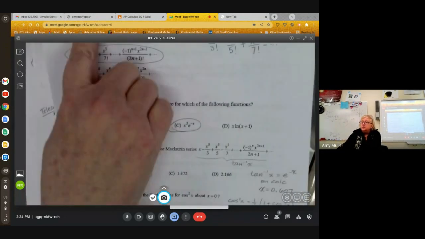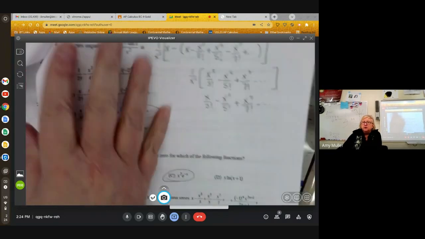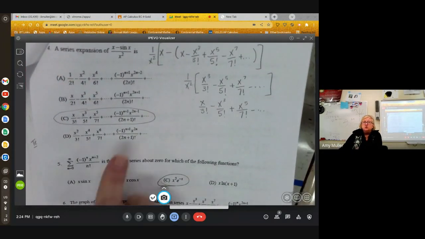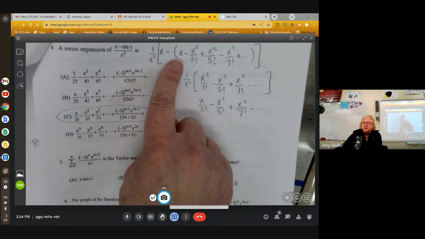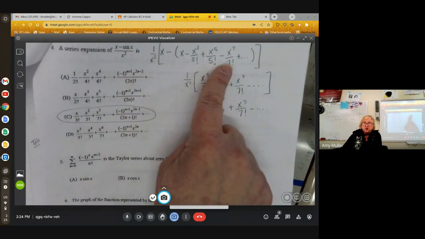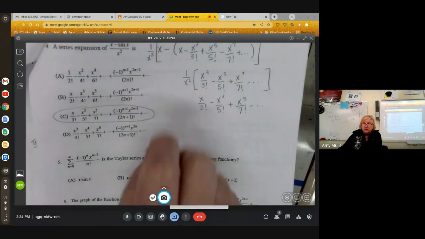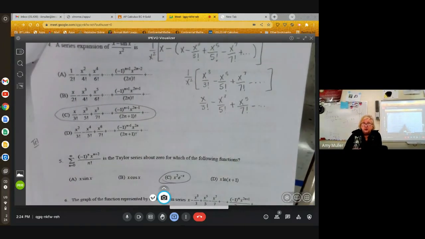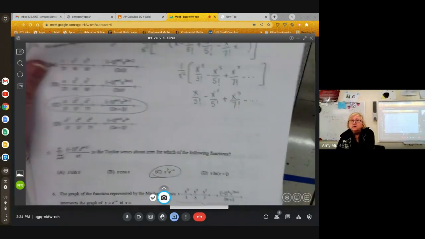And like this one, this says a series expansion. Oops, I'm sorry. Series expansion of x minus sine x over x squared. So what do you do? You take x and you subtract out the sine that you should know, right? Without having to go back. And that's how quick I need you to be. Okay.